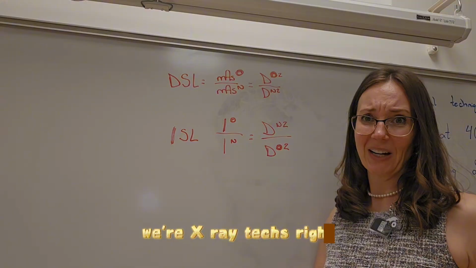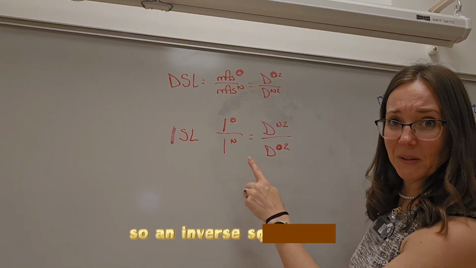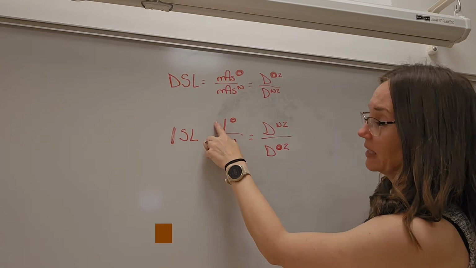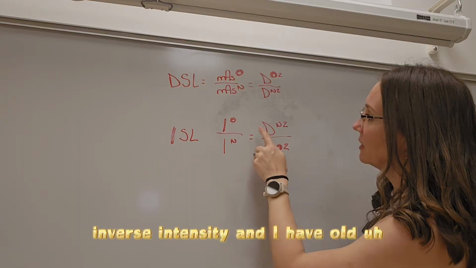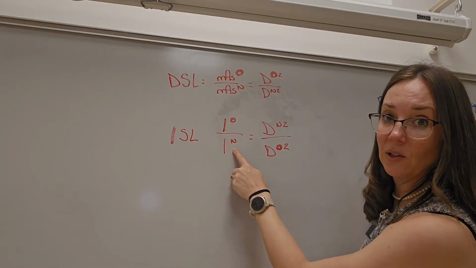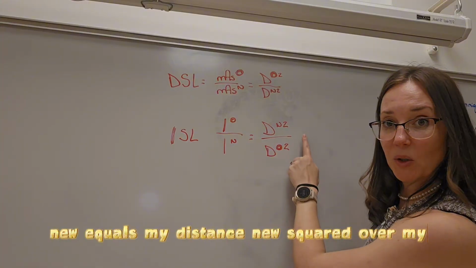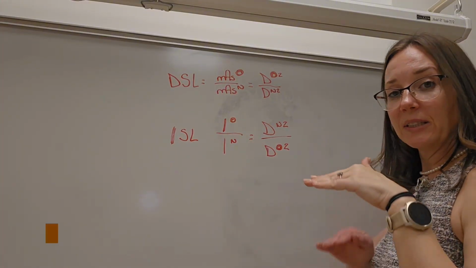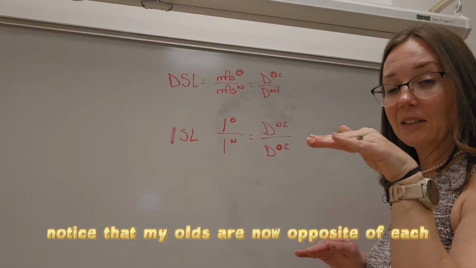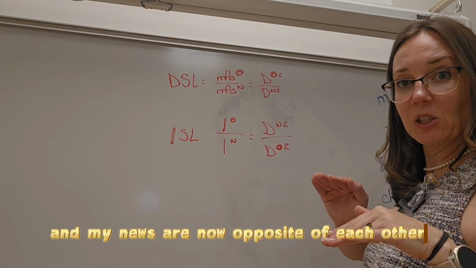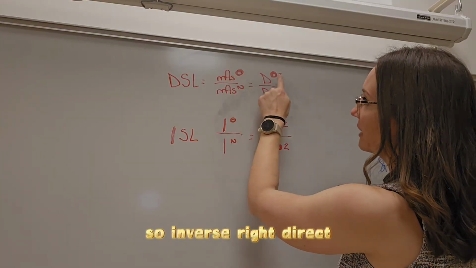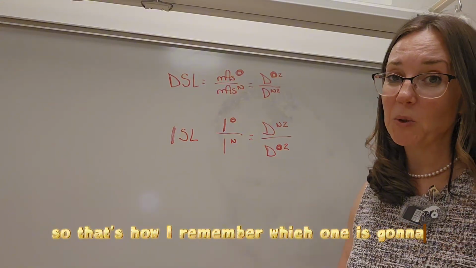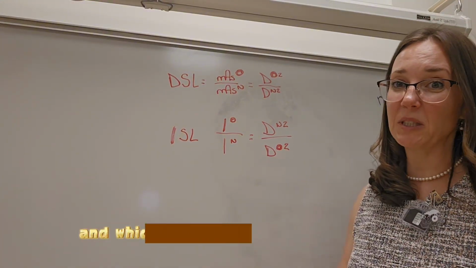We're x-ray techs, right? So in inverse square law, I is going to be I, right? Inverse intensity. And I have intensity old over intensity new equals my distance new squared over my distance old squared. Notice that my olds are now opposite of each other and my news are now opposite of each other. So inverse, right? Direct. So that's how I remember which one is going to be old and which one's going to be new and new.